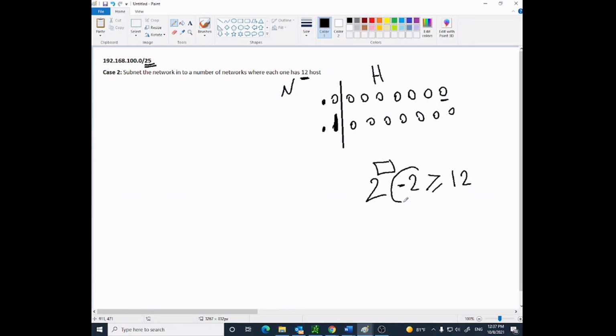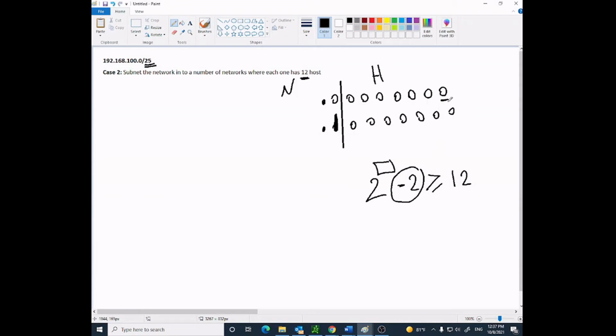Now, why am I subtracting 2? Because we said there's 2 IP addresses reserved for the network and for the broadcast. You cannot use them, so you need to exclude them from your calculation. So when I say 12, originally I need to have 14, not 12, because 2 of them, you cannot touch them. Anyway, let's go ahead.